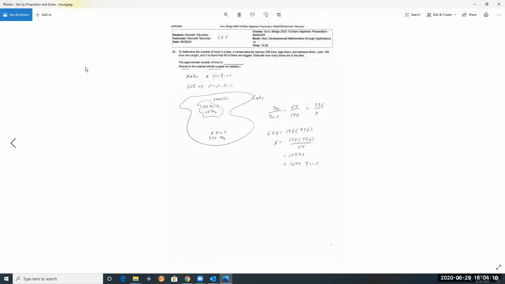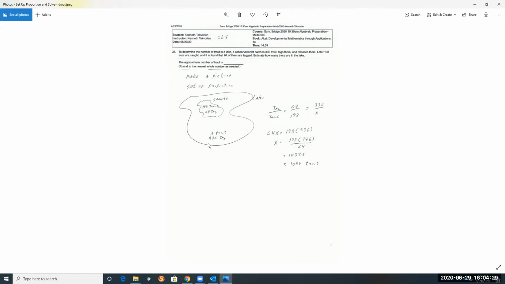Let's look at a trout or a deer type problem. These often bother students. I suggest you read the problem carefully. I suggest you also make a picture of the facts. It helps us set up the proportion correctly. We want to determine the number of trout in the lake by an estimation process.